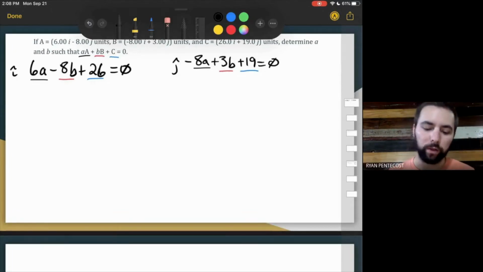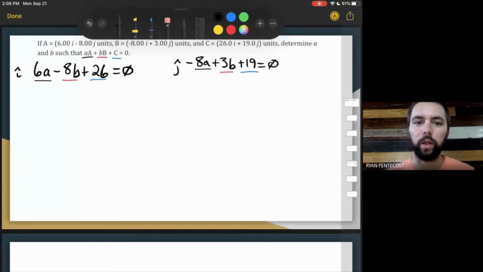All right. So we have these 2 equations that must be true if aA plus bB plus C equals 0. All the i's have to cancel out and all the j's have to cancel out if that's all going to equal 0. So what we have here is really just a system of equations, right? So you've got 2 equations. What we'll do is we'll solve for a in one, plug it into the other, solve for b, get a numerical answer, and plug that right back in.